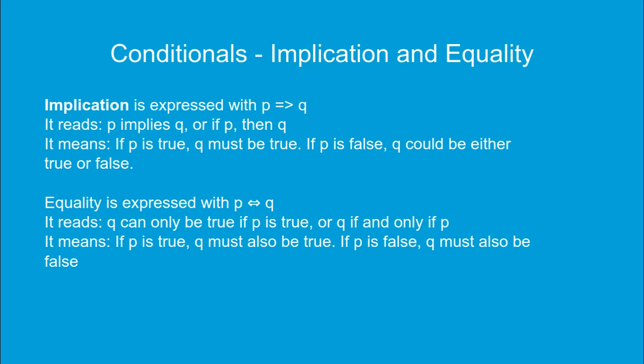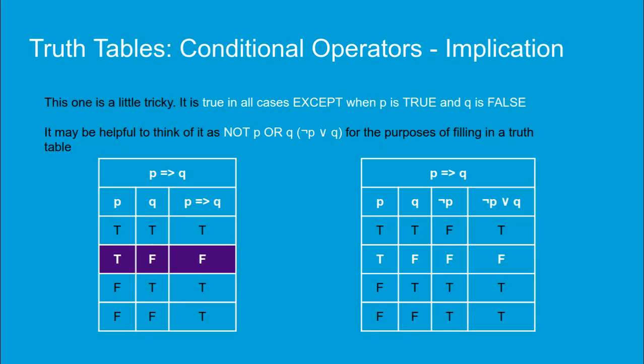So if P is true and Q is false, then equality is false. If P is false and Q is true, then the equality is false. Okay? So they're not the same. People get confused and think that implication is the same as equality. Okay? But they're not the same. So let's look at the truth tables.